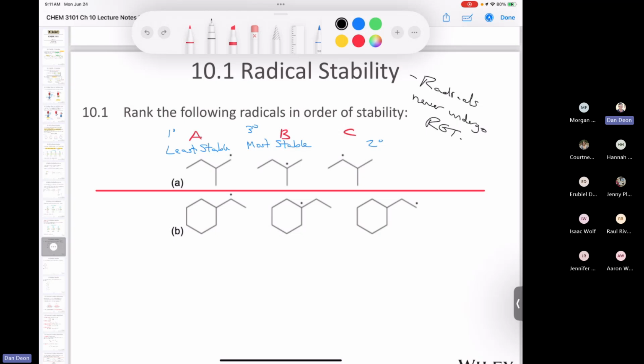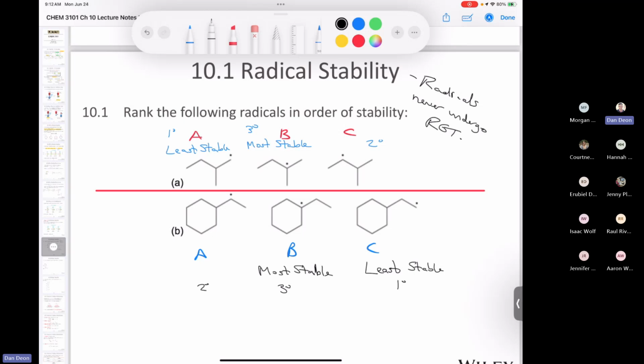All right, and the ones on the bottom, if I call this one A, B, and C, could anybody tell me which one is the most stable out of those three? Anybody have an idea? Yeah, thanks, Hannah. Yep, absolutely. Most stable is going to be B. And Hannah says the reason why is because it's tertiary. The least stable is going to be C. It's primary. And then A is secondary. It's somewhere in between the two.